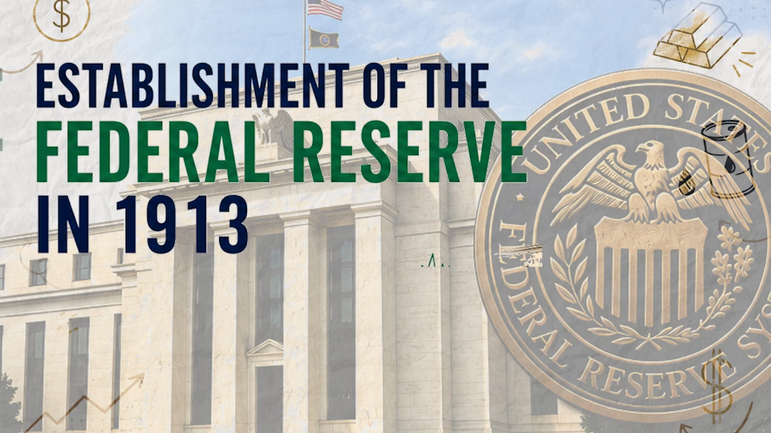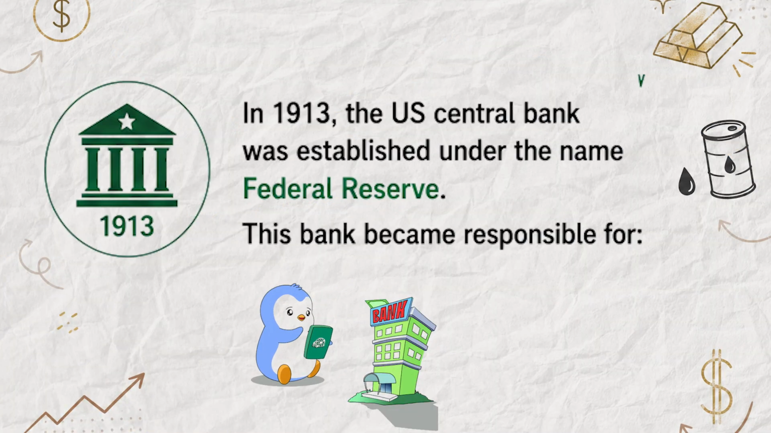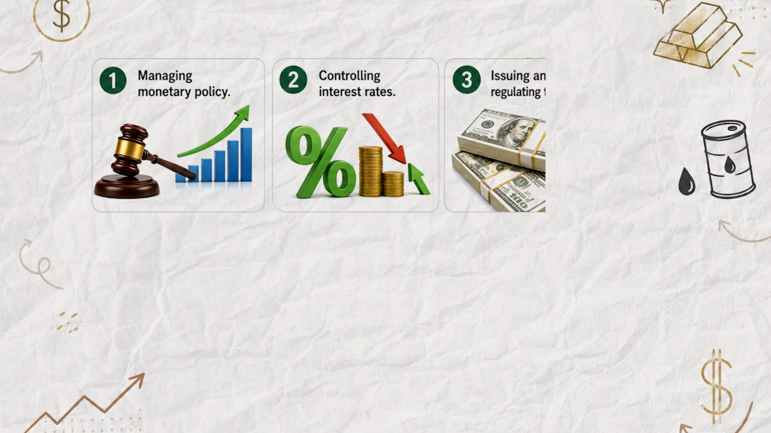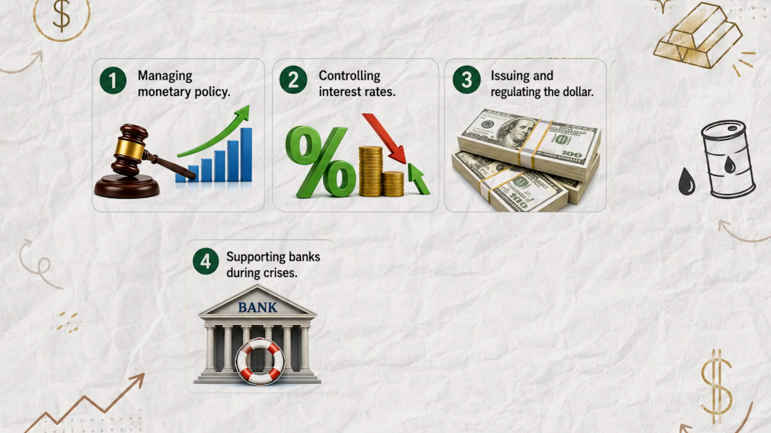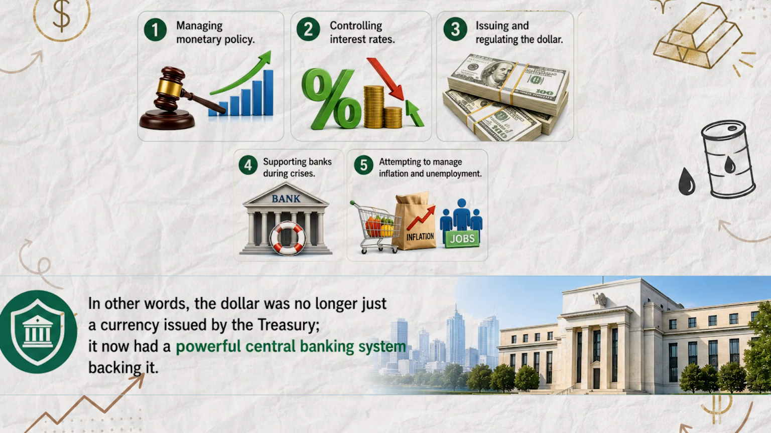Establishment of the Federal Reserve in 1913. In 1913, the U.S. Central Bank was established under the name Federal Reserve. This bank became responsible for managing monetary policy, controlling interest rates, issuing and regulating the dollar, supporting banks during crises, attempting to manage inflation and unemployment. In other words, the dollar was no longer just a currency issued by the Treasury. It now had a powerful central banking system backing it.